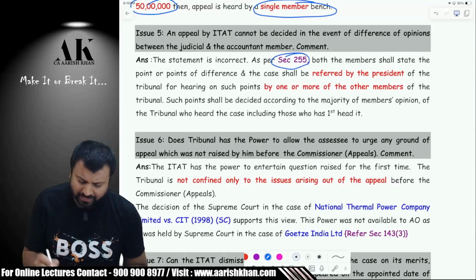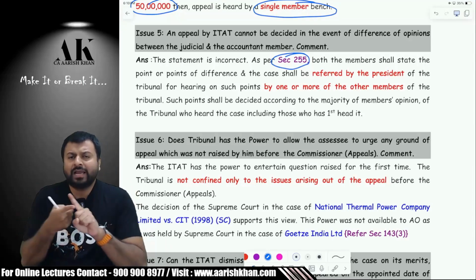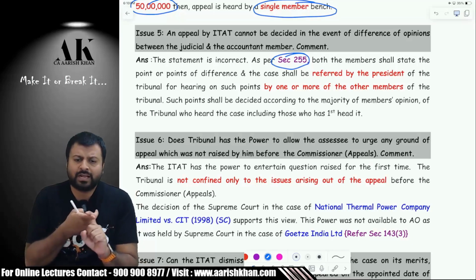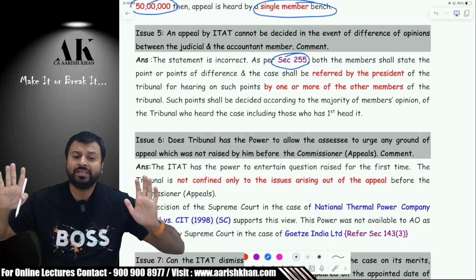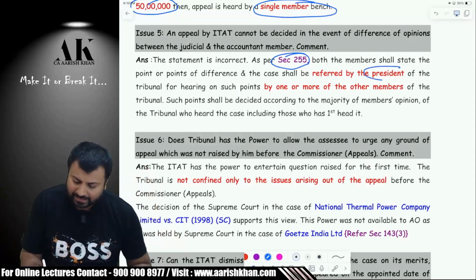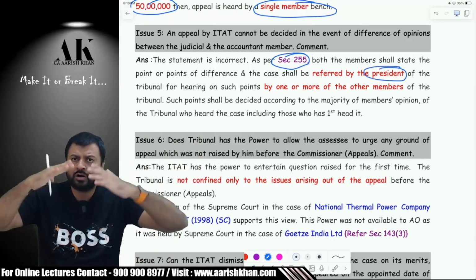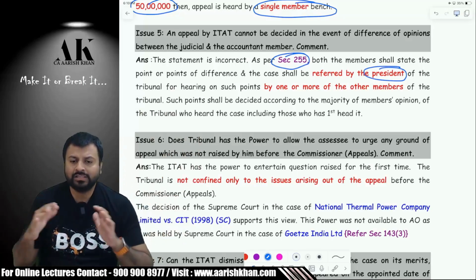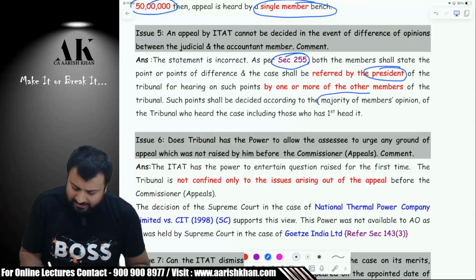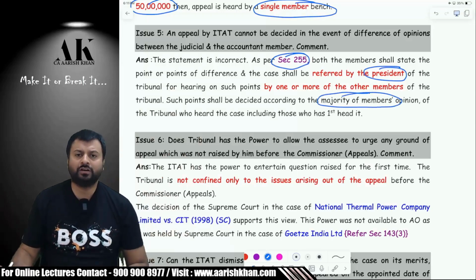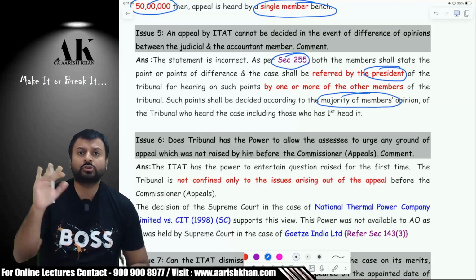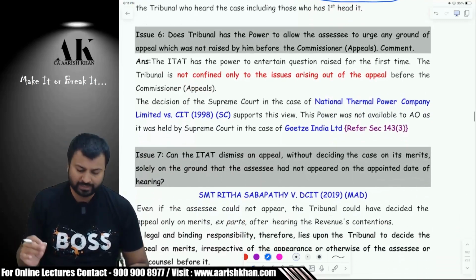Then section 255 will come into picture. If there are 2 members and there is a difference in opinion between the judicial member and the accountant member, then the president of the ITAT will call all the judges of that ITAT, and all the judges of that ITAT will make the decision based on the majority of the members' opinion, including those 2 judges who are hearing the case. Okay, I hope it is clear to all of you.